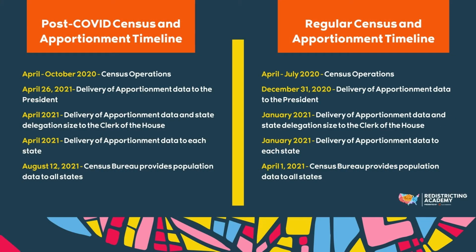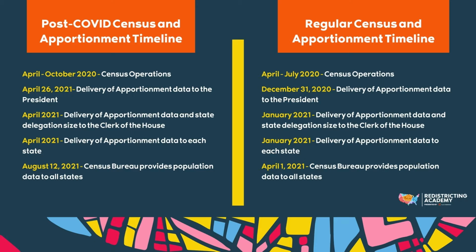Now, let's talk about what the timeline for both the census and apportionment looks like. On the left-hand side, you're going to see what is happening now, post COVID. And on the right-hand side, you're going to see the timeline that was supposed to happen. But unfortunately, COVID is one of the reasons that we're not there.